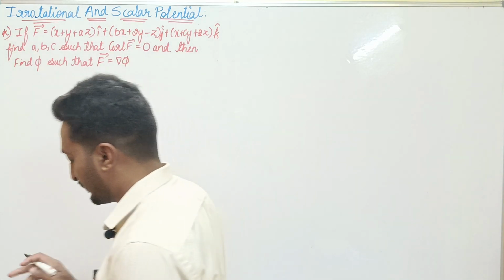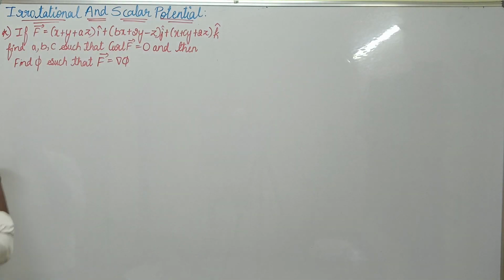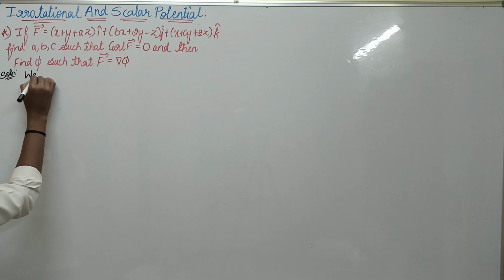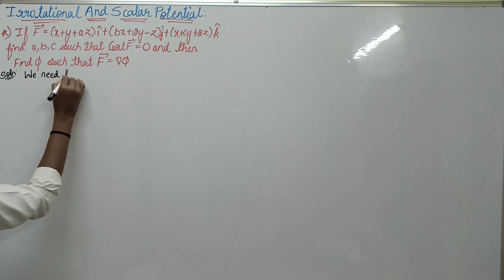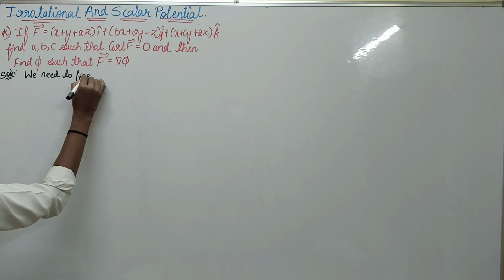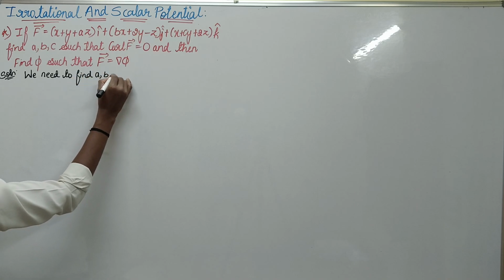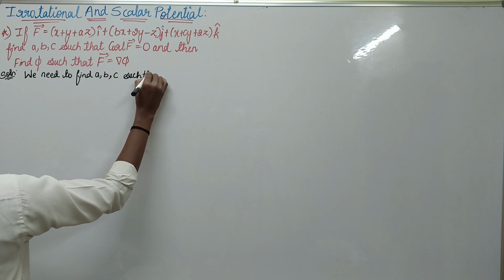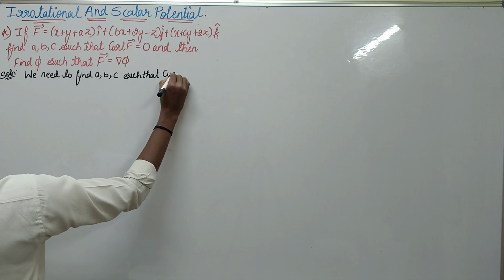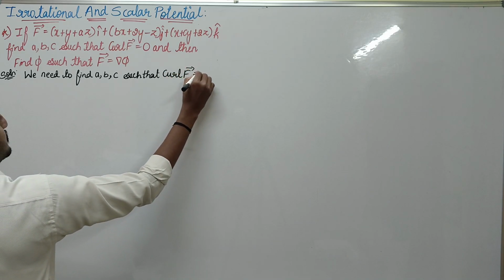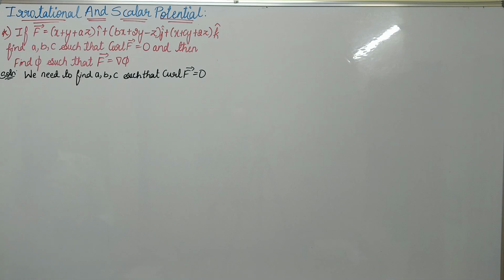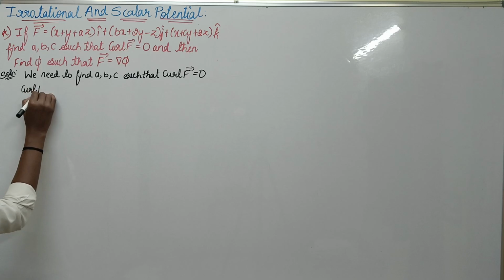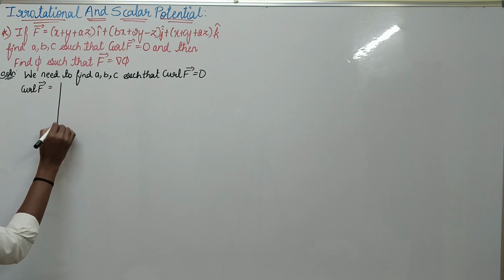Now let us simplify. First, we need to find a, b, c such that curl vector f should be equal to 0. First, let us find curl vector f equal to 0, where curl vector f is given by the determinant of i, j, k, del by del x, del by del y, del by del z, into F1, F2, F3.